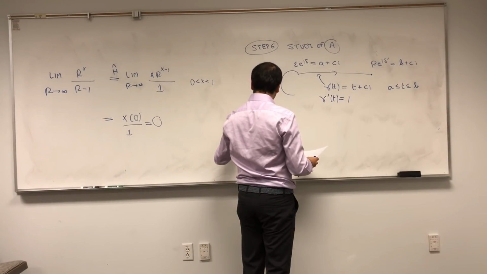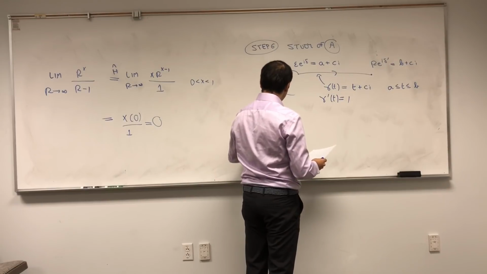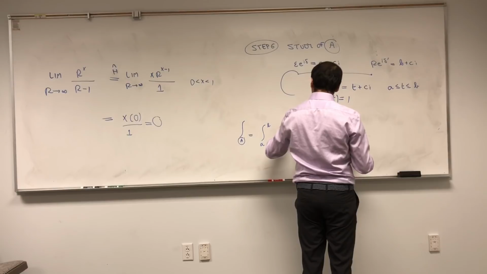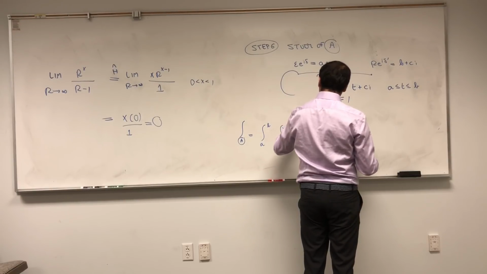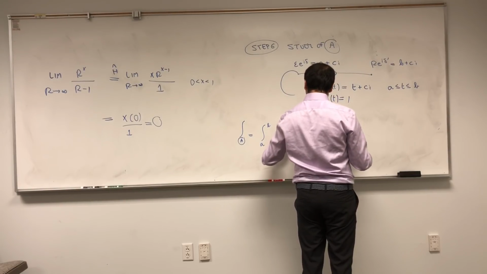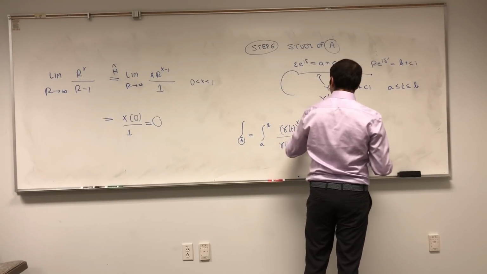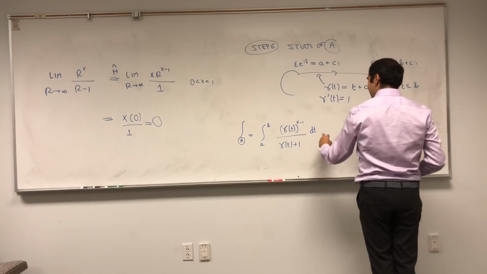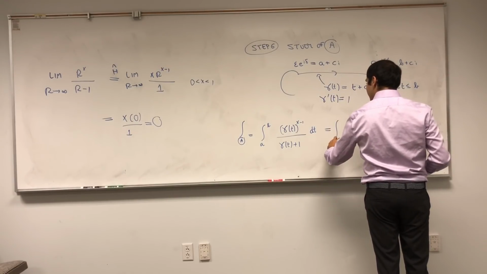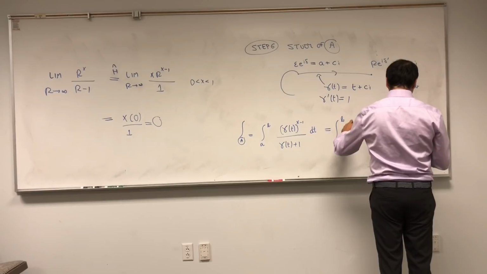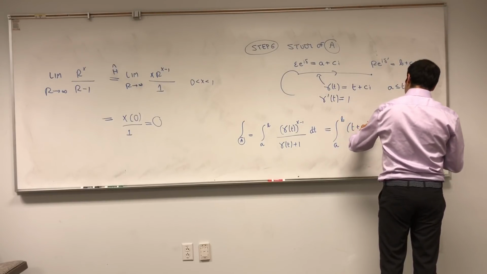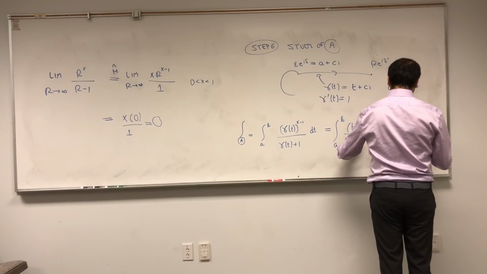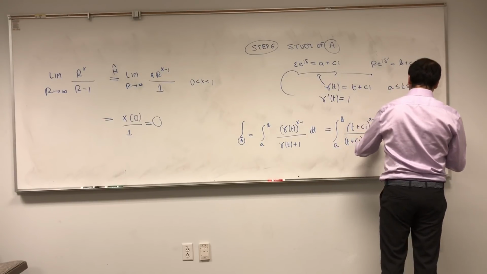So the integral over A of f is the integral from a to b of γ(t)^{x−1} over γ(t) + 1, γ'(t) dt, but γ' is 1. So we have that, and then that's equal to the integral from a to b of (t + ci)^{x−1} over t + ci + 1 dt.